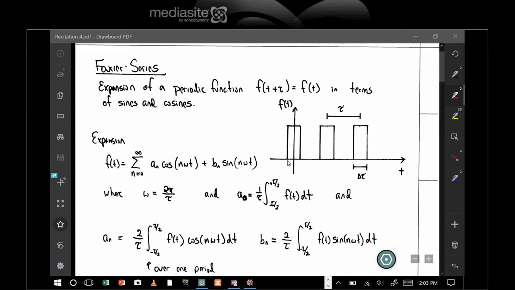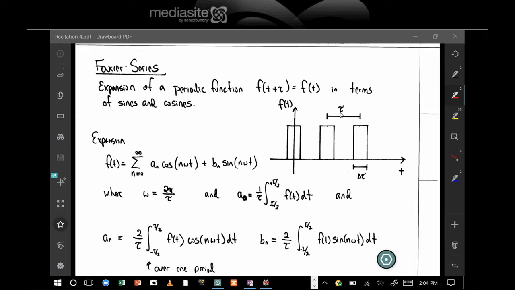This could be a completely continuous function. It could be a stepwise continuous function. So here I have this function. It has a width delta t and it's equal to some value f naught, and it's on over a time delta t, but then zero, and then it repeats with a period tau. Okay, so that's my function.